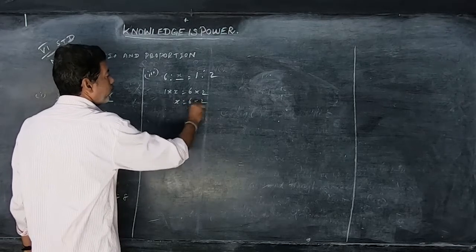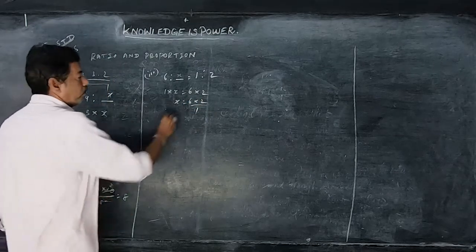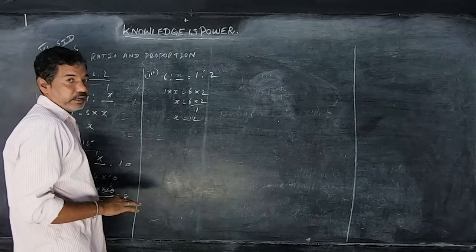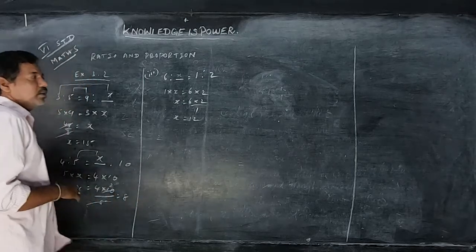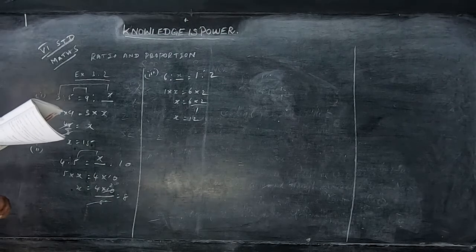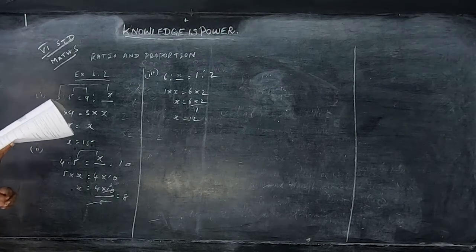6 into 2 divided by 1. What? 1 x equal to 6 2s are 12. 12 by 1 is 12. Any number divided by 1 is what? The same number. So this is all the answer for the Phillips. Can you able to follow that? So the first one will be over.